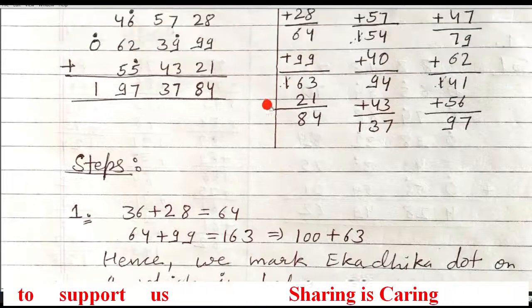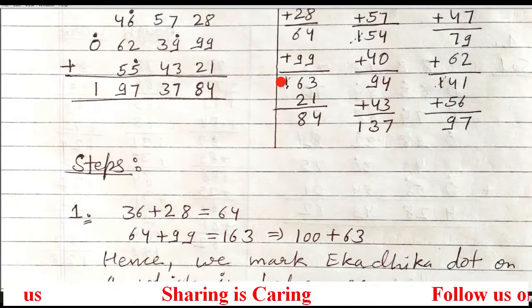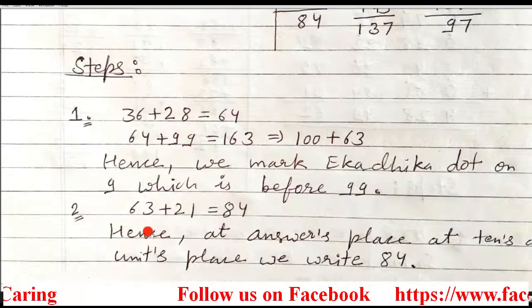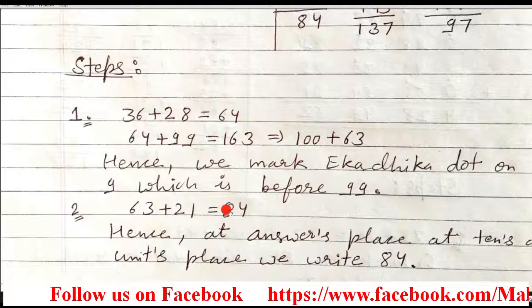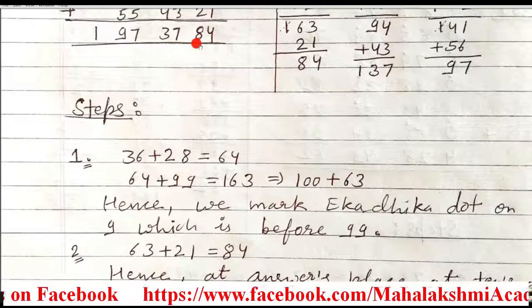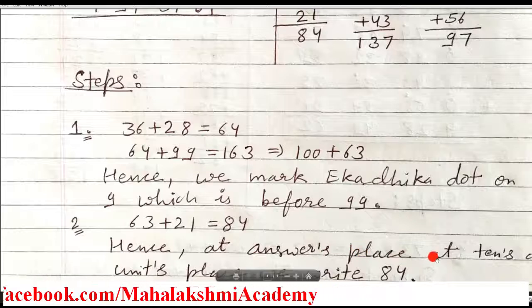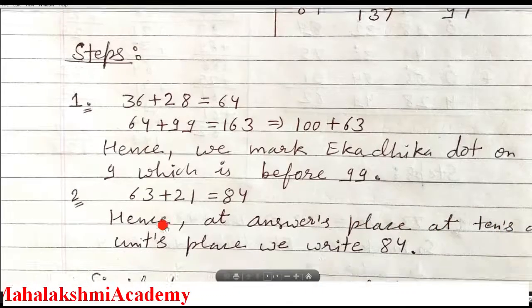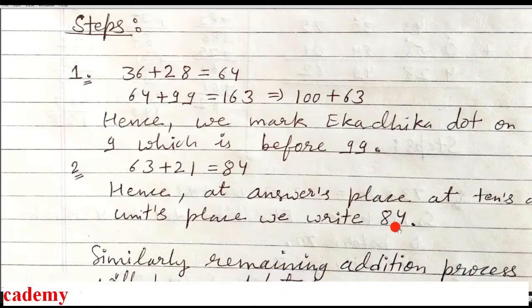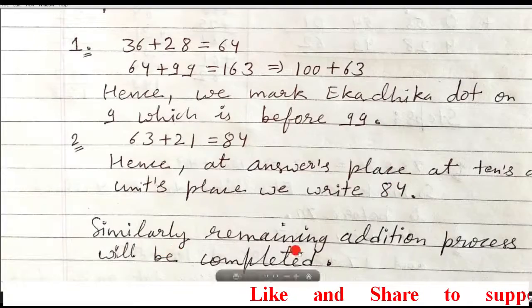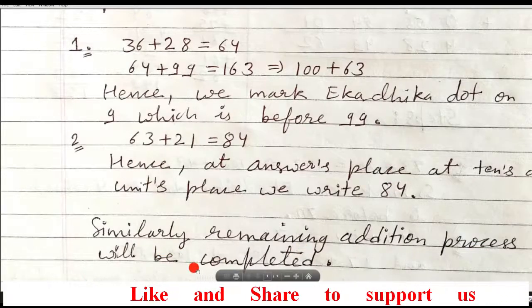Then after that, what we had done, we had already explained about this one. Now we added 21 with the 63. That is your next step. 63 plus 21 is 84. Now what we did with this 84, we wrote it in the answer. So write down, hence at the answer place, at tens and units place, we write 84. And then for the remaining columns, just write down only that similarly the remaining addition process will be completed.